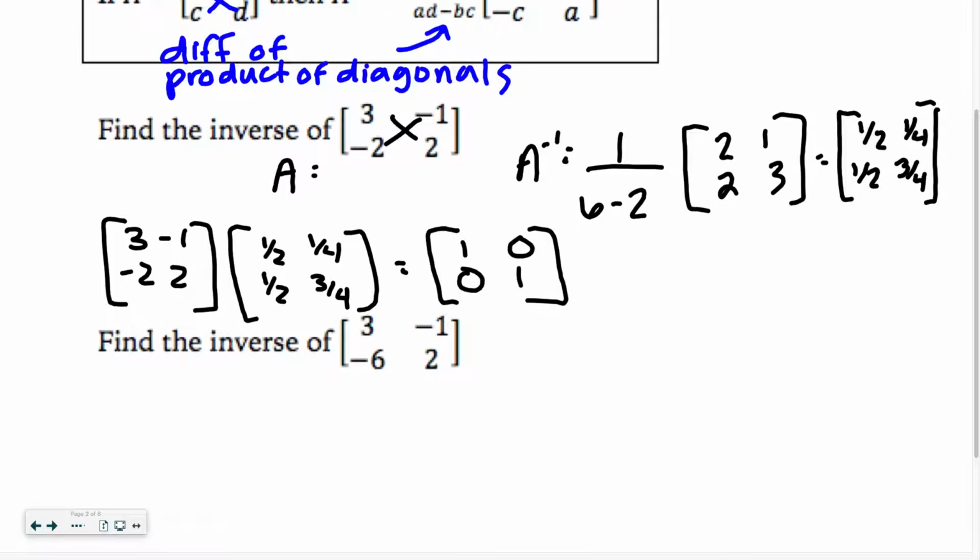So when I take a matrix times its inverse, I get the identity matrix, right? So that's its property. You don't have to check that every time you do an inverse. I just wanted to point out that's true, right? It's working. Okay.